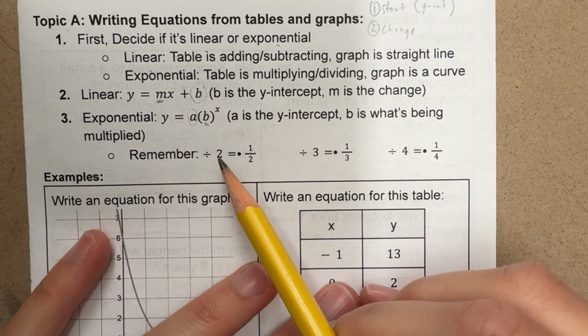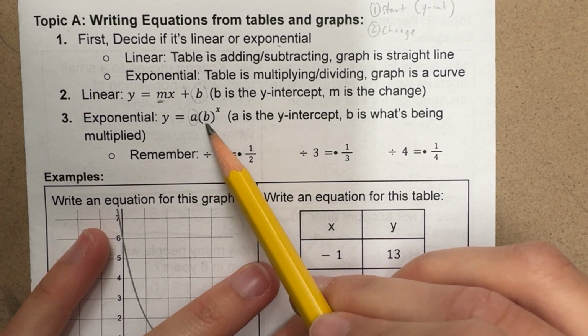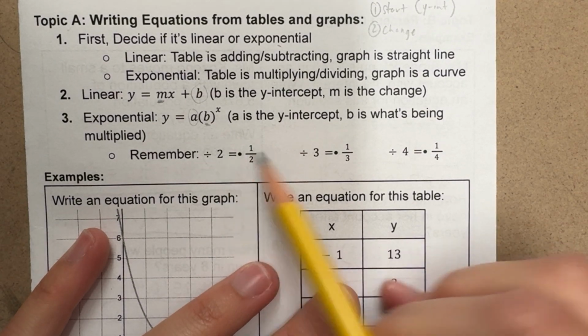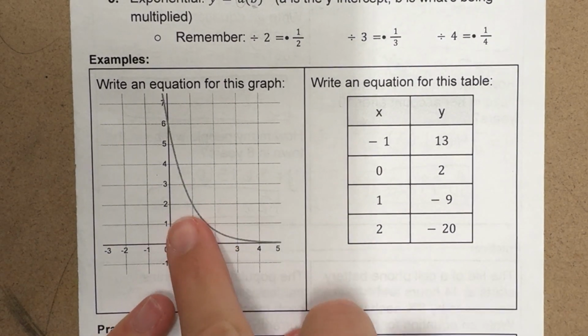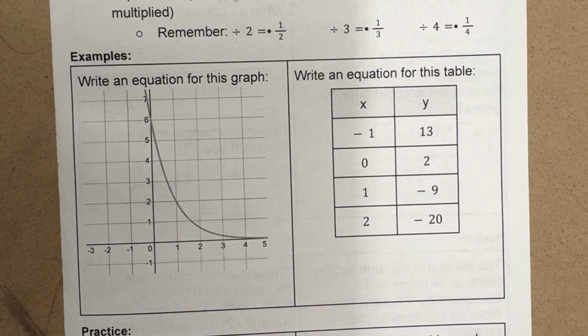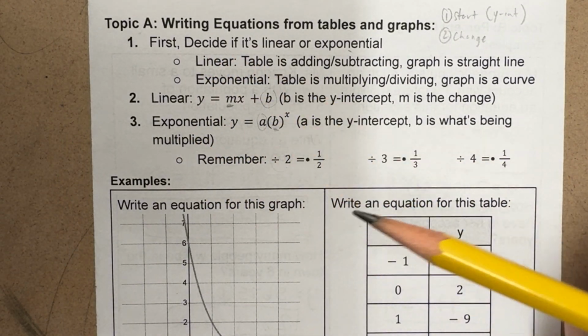And remember, sometimes we're dividing, like divided by 2, but remember my equation has only multiplication. So if I want to divide by 2, I have to multiply by 1/2. If I want to divide by 3, I have to multiply by 1/3. So I'm going to do one graph and one table. But what you want to observe here is that I'm just following these steps either way. It doesn't matter whether it's a graph or a table.